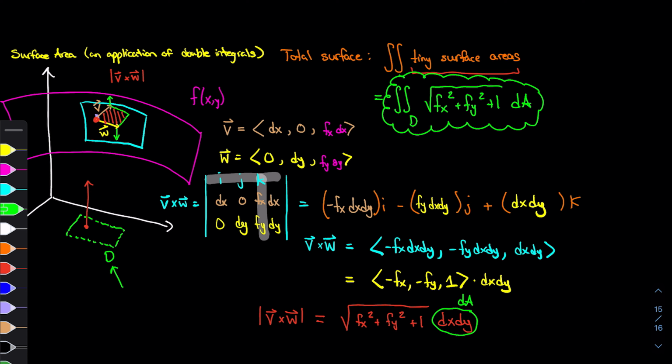It does require that we remember that at any point we can calculate two tangent vectors, and you just take the cross product and then their magnitude, and you get a tiny little surface area. If you are interested, you can look in the textbook. It's going to be in the section on tangent planes, I believe chapter 14.